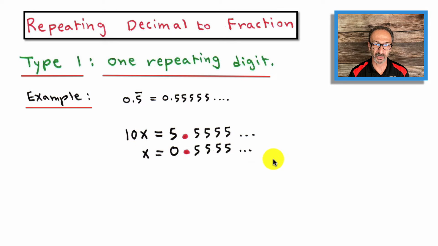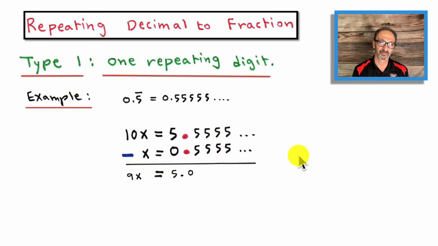If you multiply by 10 on both sides, this number right here becomes 5 point. As you could see, I'm aligning the decimals right here and we're going to subtract. On the left hand side, subtract these two equations from each other. 10x minus x will give me 9x. Right hand side, 5 minus 0 is 5, and all these 5s minus these 5s will cancel, so it's like 5.0. Divide both sides by 9 to get x alone by itself, and I have x equals 5 over 9.